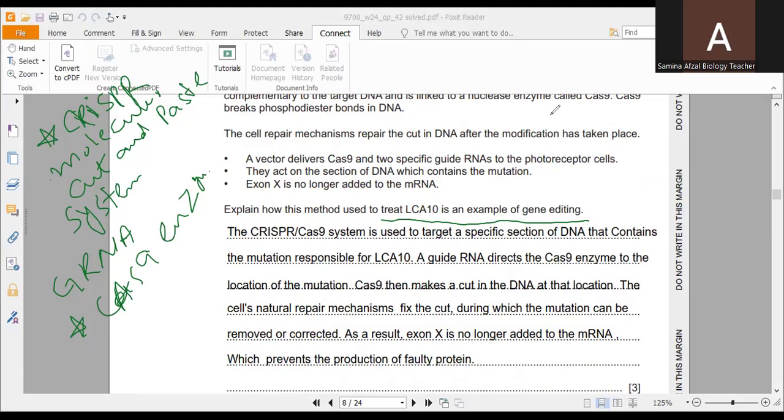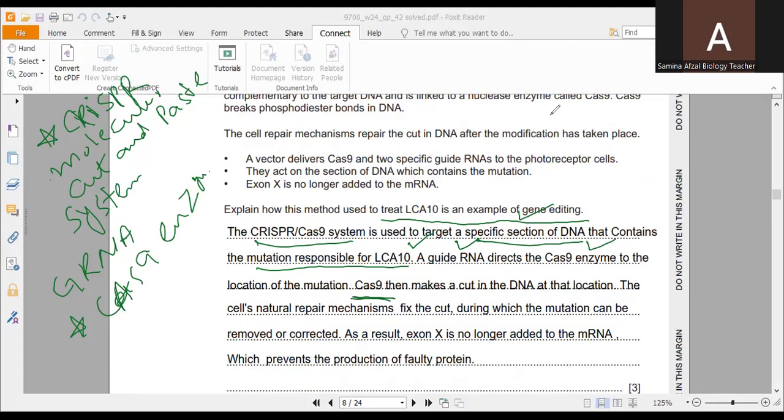So CRISPR is used to target a specific section of DNA that contains the mutation responsible for LCA10. This is the specific section of the DNA, or the point, where there is the mutation for LCA10. So a guide RNA directs the Cas9 enzyme. The RNA will give instructions to the enzyme to the location of the mutation. Cas9 then makes a cut in the DNA at that location. So Cas9 will act as scissors.